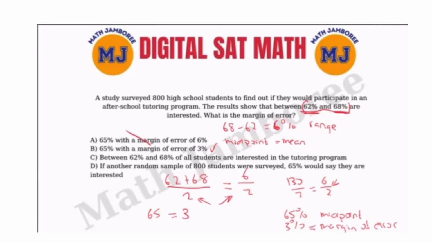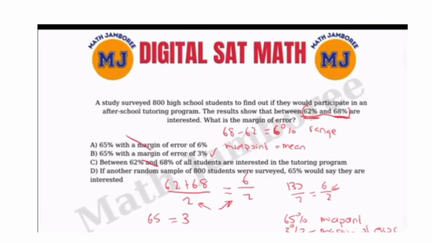Between 62% and 68% of all students are interested in the tutoring program. Okay, that is true, but it does not contain the margin of error. That's why we eliminate this choice. D says if another random sample of 800 students were surveyed, 65% would say they are interested. Nope, because it doesn't contain the margin of error. The main thing to find out in this case is the margin of error, not the midpoint, but you cannot find the margin of error if you don't have the midpoint. So choice B is the answer to this question.